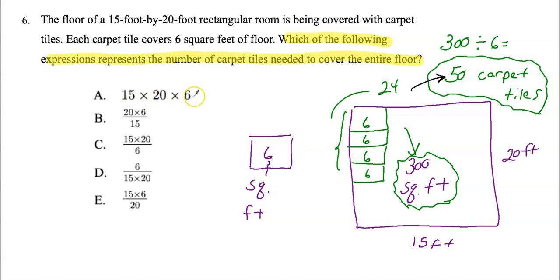15 times 20 times 6 is much bigger than 50. That's gone. B, what's 20 times 6? That's 120 divided by 15. I'll keep that. I'll keep this. This one I can get rid of. I can see this is going to be a fraction. So I can probably get rid of D. If you don't see why I got rid of it, just punch it into the calculator, and you'll see you won't get this, but I'm going to eliminate it. And let's just try these three and see which one gives us 50, and then we're done.